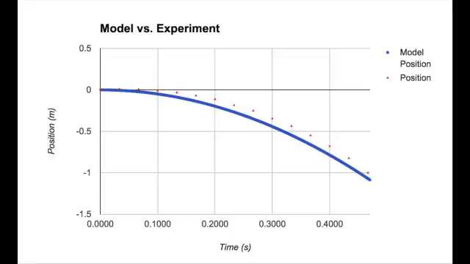The next thing I did was compare my tracker data to the data from the model. Here you can see each of those data sets represented. As you can see, the model expects my ball to drop farther than the ball actually does in real life, and this difference can be explained by drag.